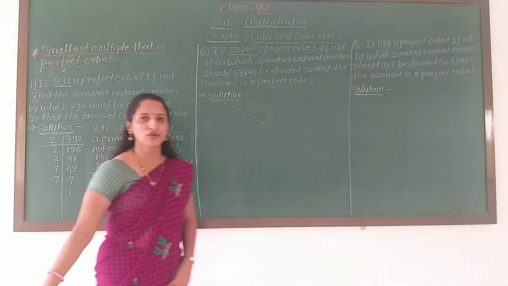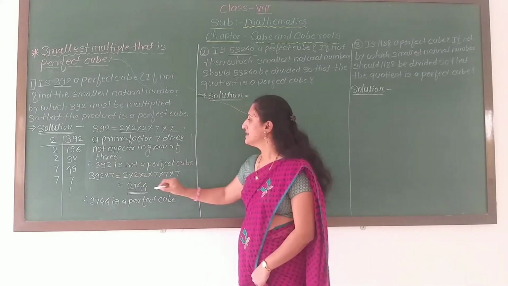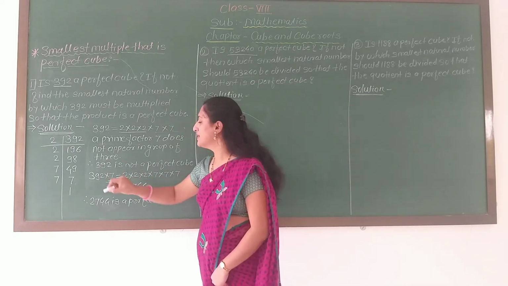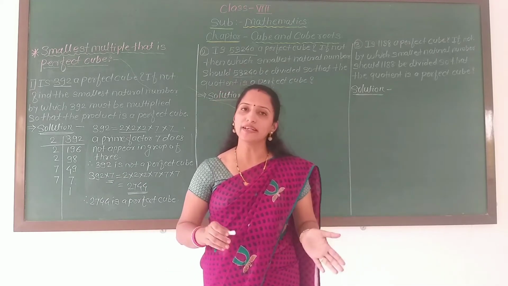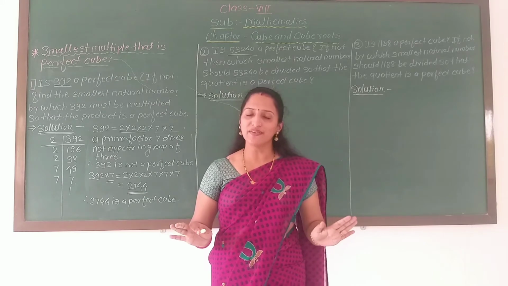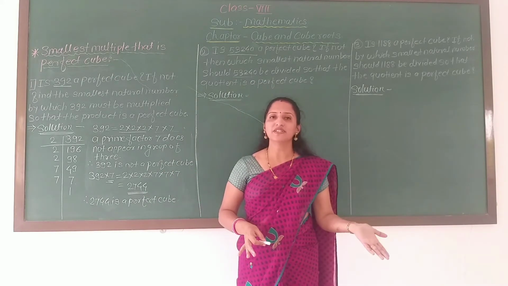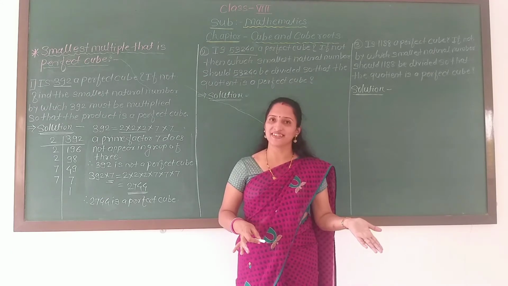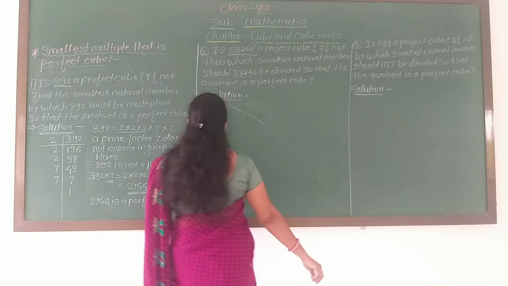How will we get this cube? By multiplying the number 392 by 7. So 7 is the smallest natural number that, multiplied with 392, gives a perfect cube. Okay everyone? Understood? We have solved such types of examples in chapter number 6, squares and square roots. Remember? Yes. Now look at the second example.